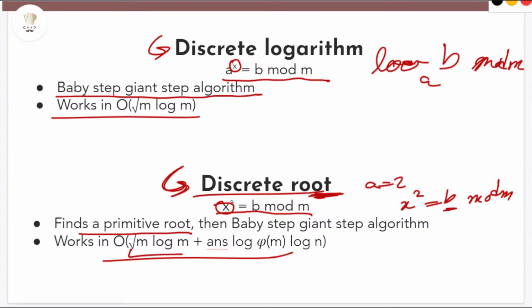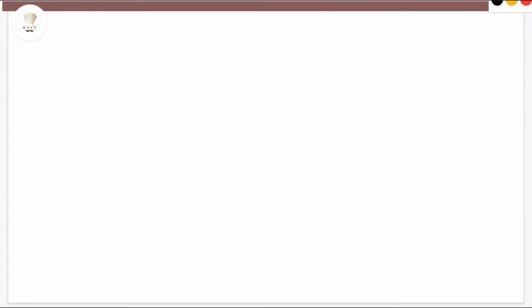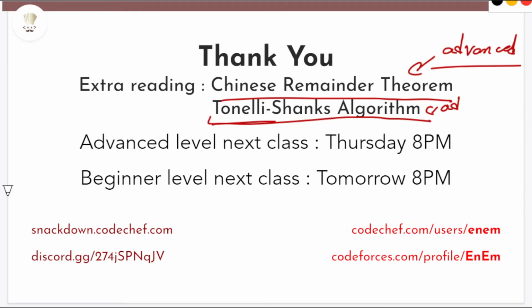Here it was taking root m log m time, right? There it doesn't take that much time. It takes around log m time or log squared m time, around those kinds of things, right? So you should read these two concepts as well: the Chinese remainder theorem and the Tonelli-Shanks algorithm.